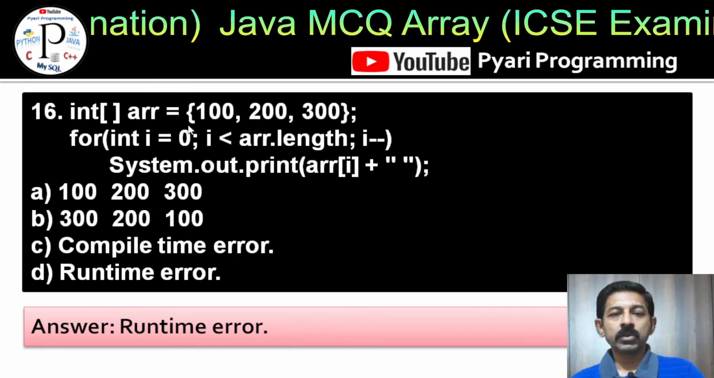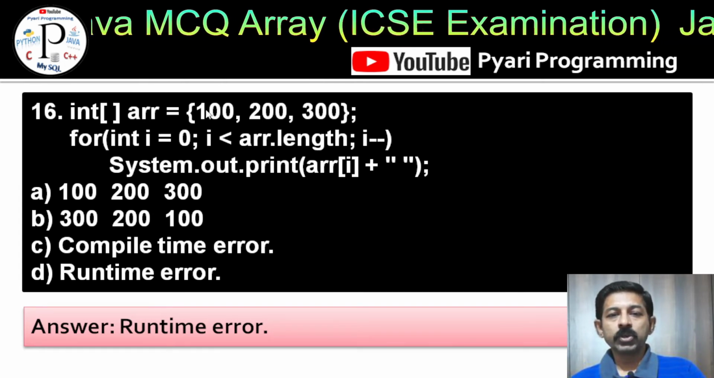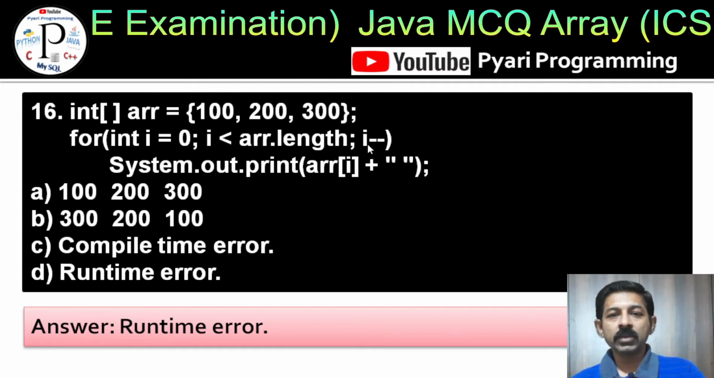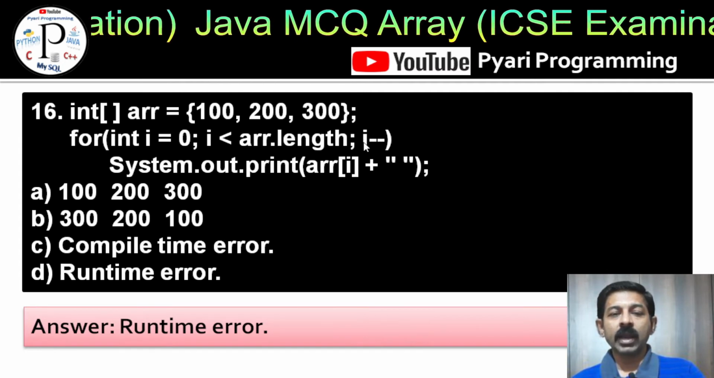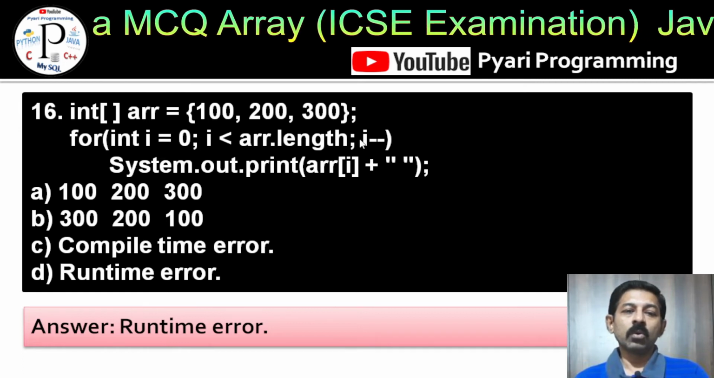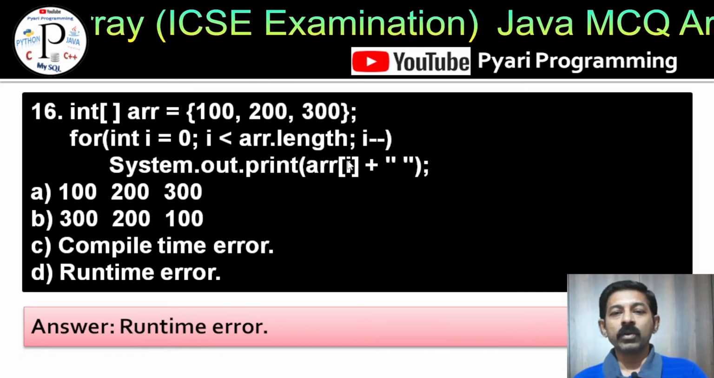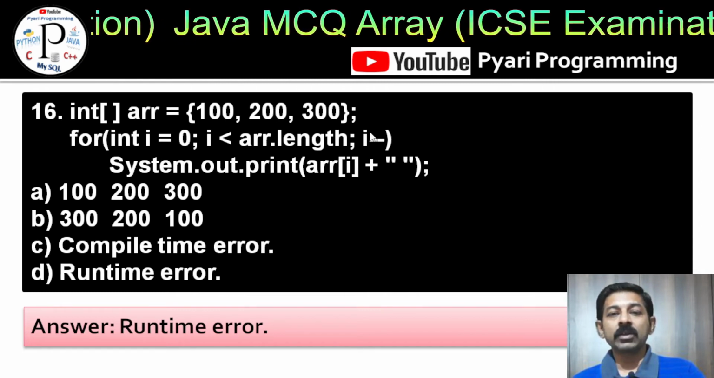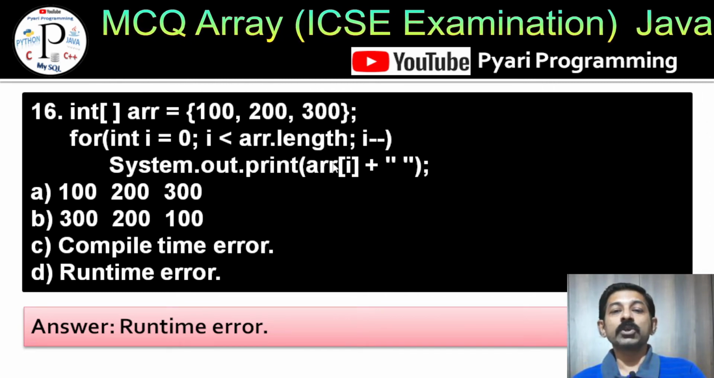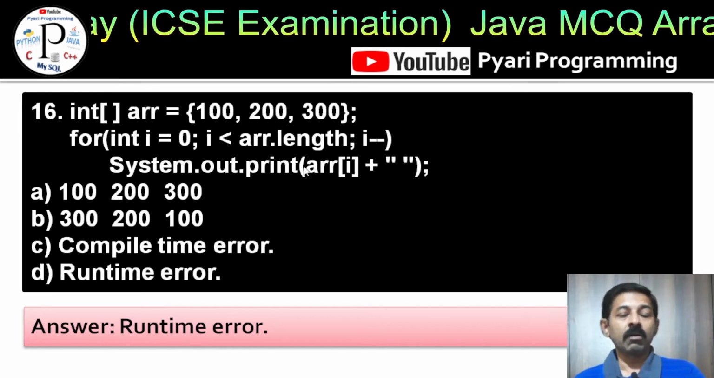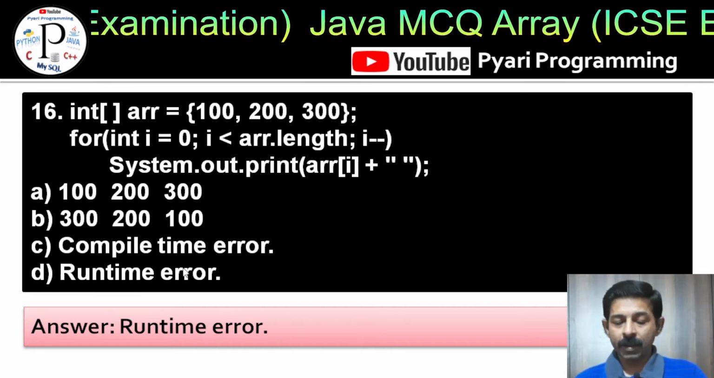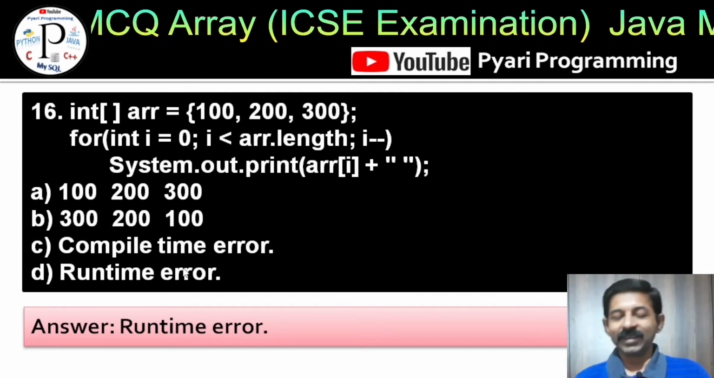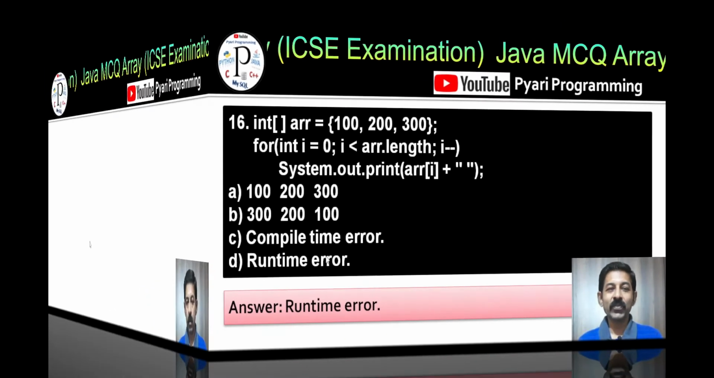I am starting from the 0. So arr of 0 position, it will display 100. Then minus minus, it is minus 1, minus 2, minus 3, like this. No. Now we are going to get an error, because after displaying 0th index position, it is minus 1. Minus 1 index position is not a valid index position. Now again it is a runtime error. So yes, already you have seen the answer. So let's move for the next one.